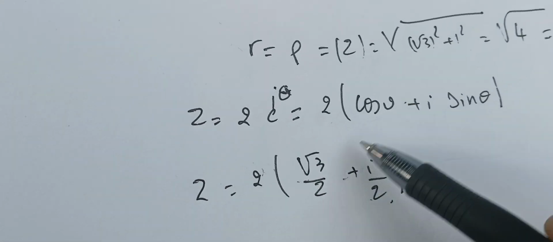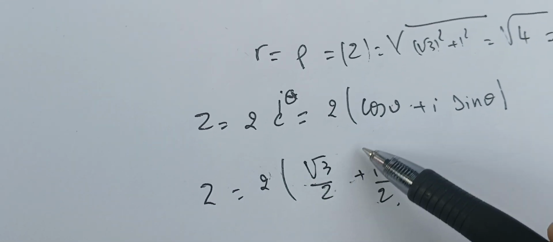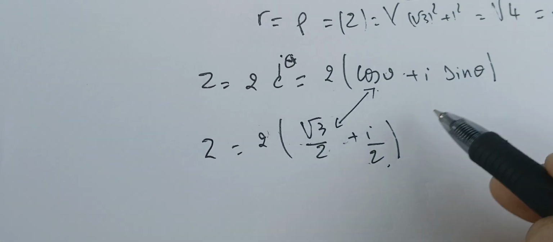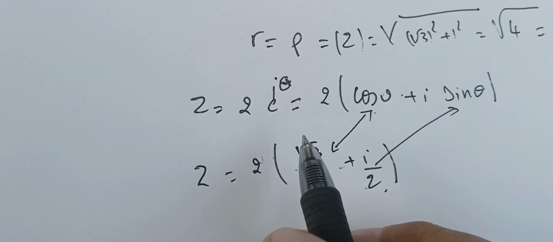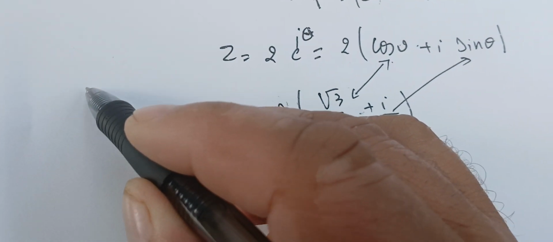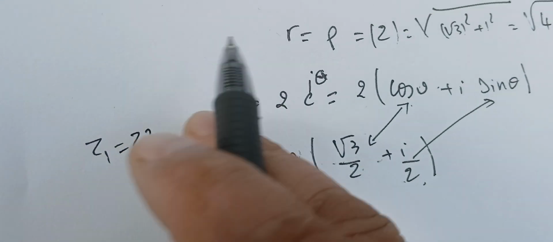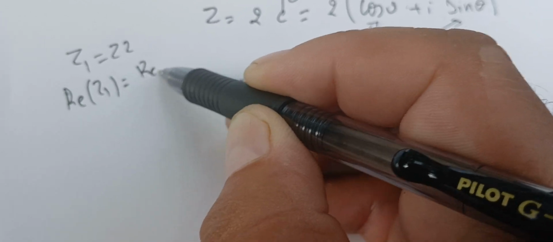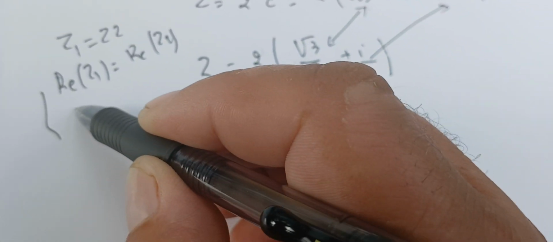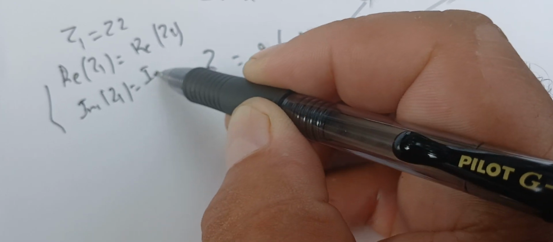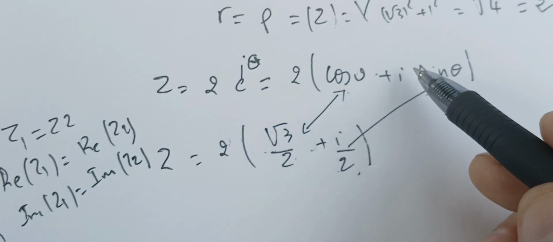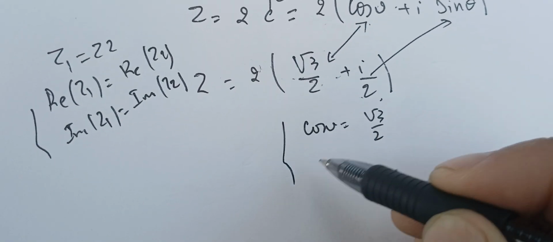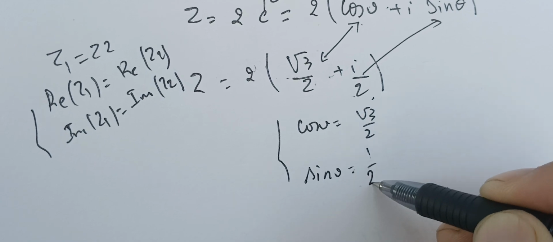Now we're going to identify these two. We see that the real part is equal to the real part, and the imaginary part is equal to the imaginary part. Remember, two complex numbers z1 and z2 are equal if and only if the real part of z1 equals the real part of z2, and the imaginary part of z1 equals the imaginary part of z2. That's what we do here. Therefore, we conclude that cosine theta is square root of 3 over 2, and sine theta is 1/2.